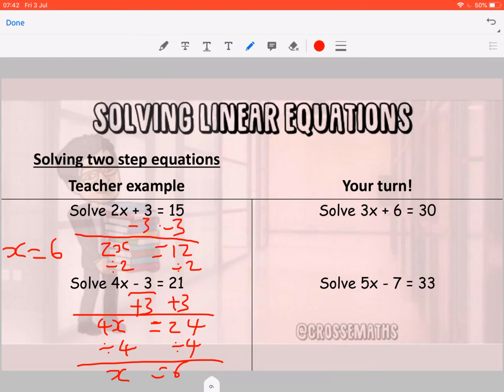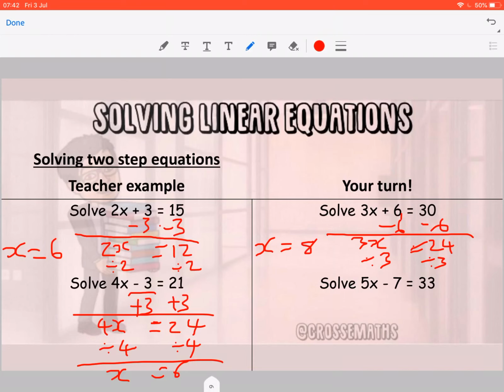Right, so hopefully those are done. On the right-hand side, I've got a plus 6 on the end, so I'm going to get rid of that, so I'm going to take away 6. 3x moves straight down. Plus 6 minus 6 is nothing. 30 take away 6 is 24. Then I'm going to divide by 3. I end up with x equals 24 divided by 3, which is 8.